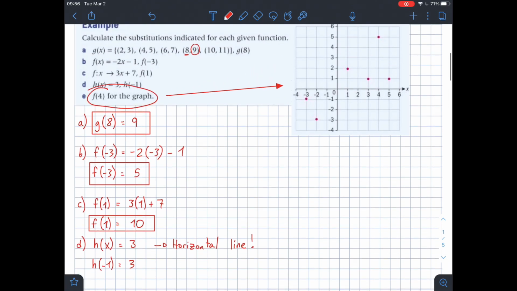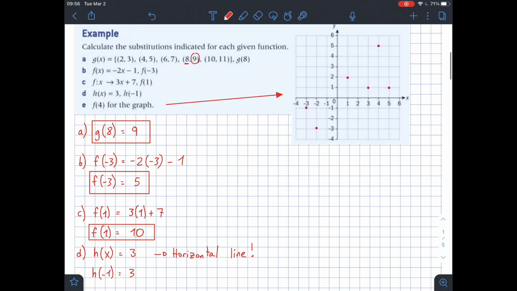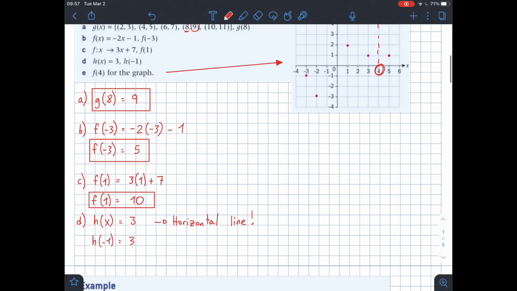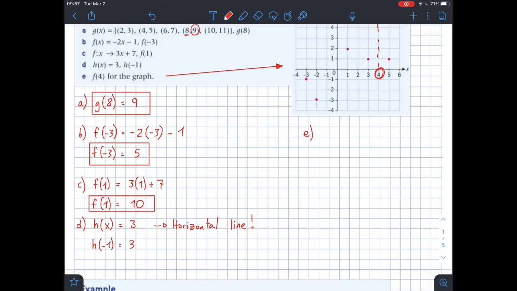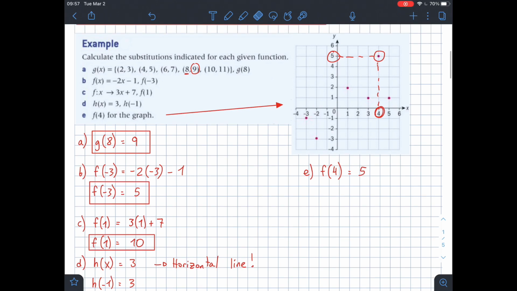And for part E, we want to find f of 4 for the graph. So f of 4 means the value of y when x is equal to 4. If we take a look, x equals 4 is right here. So the value of y is this value over here, which is 5. That's what we need to do in order to find f of 4. So just by looking at the graph, let me write this here, we would say that f of 4 is equal to 5. That's the value of y for x equals 4.